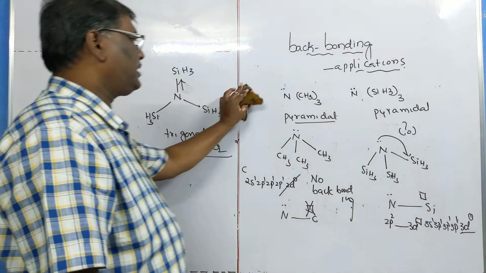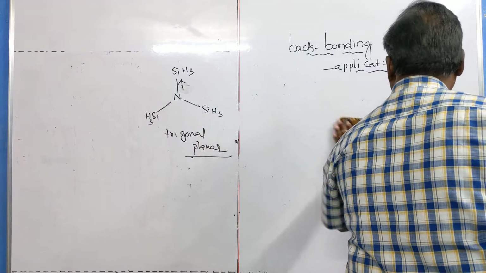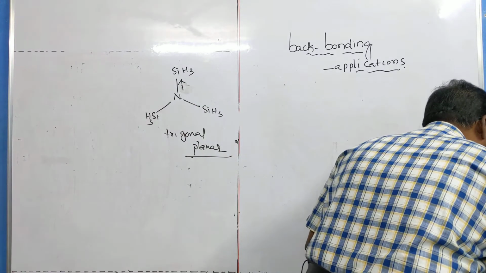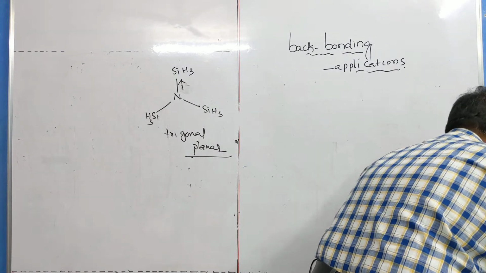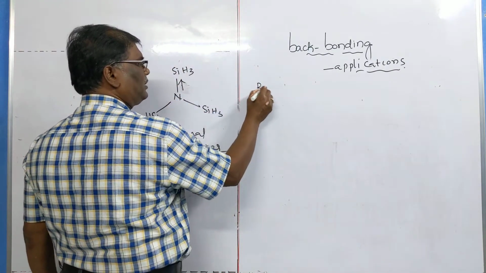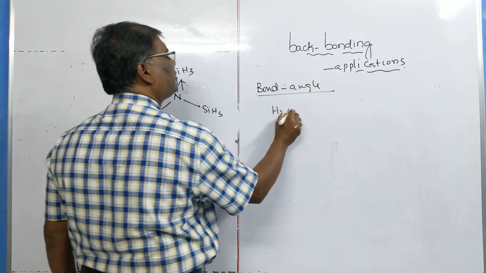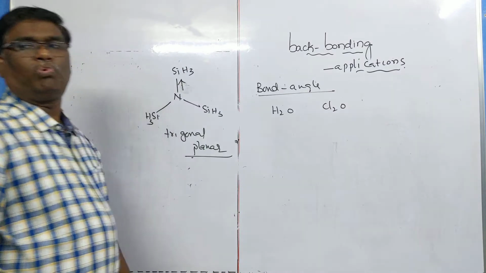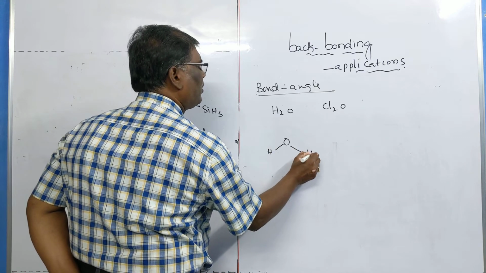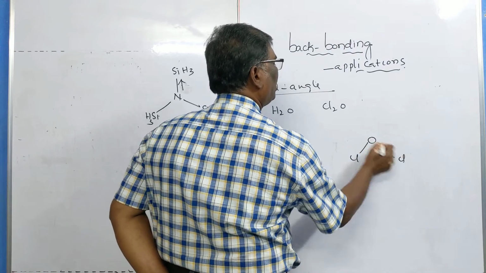Clear? The next application is bond angle. Bond angle is also influenced by back bonding. Now we take one example. Third application is bond angle. Take the water molecule and the Cl2O molecule. In this one, oxygen is the central atom, makes single bonds, and still has lone pairs of electrons.